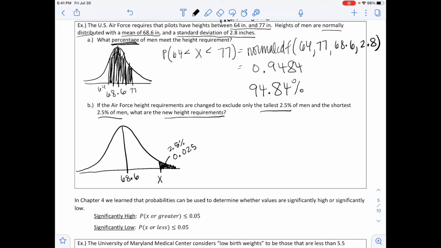I'm going to go ahead and call this one x2 since it's on the right. And then x1 would be that shortest 2.5%, which again would be written as a decimal 0.025, which I'm going to call x1.